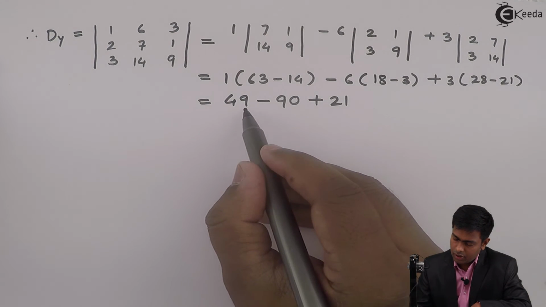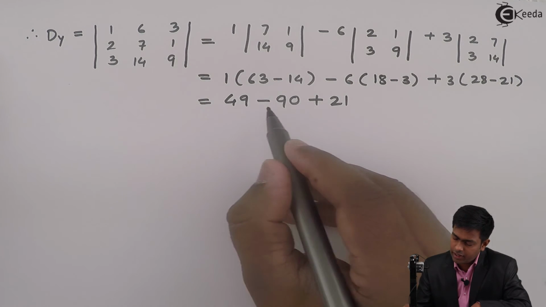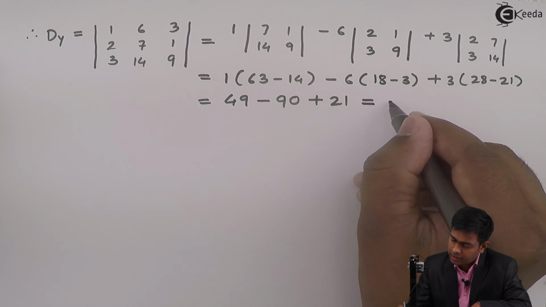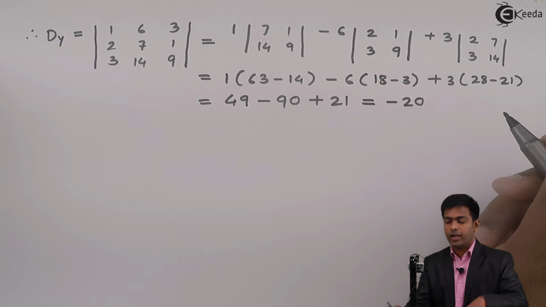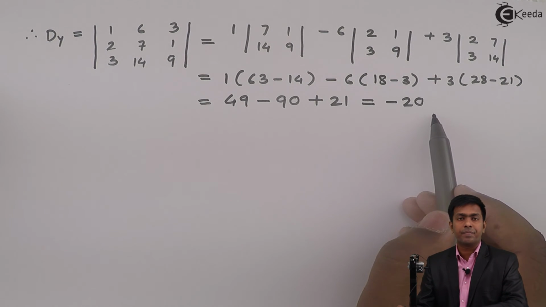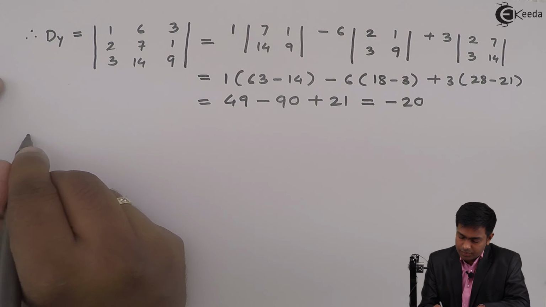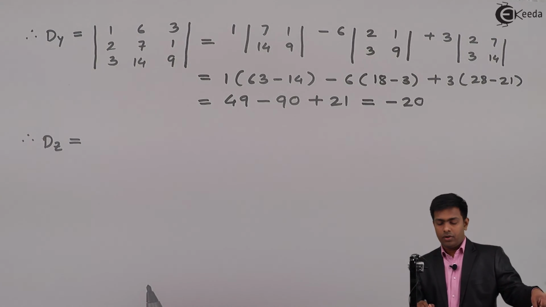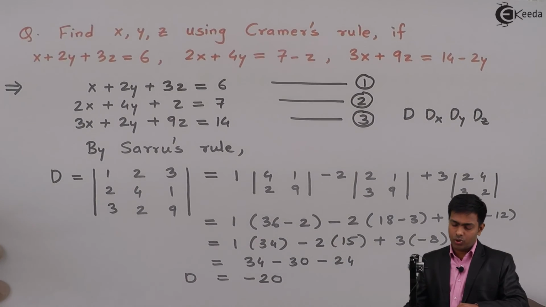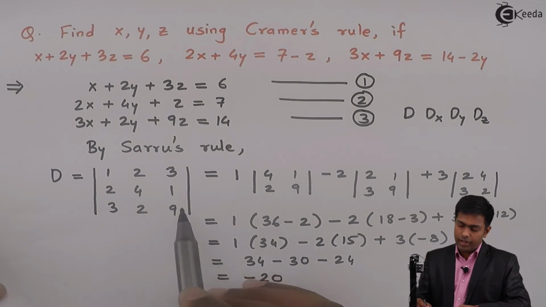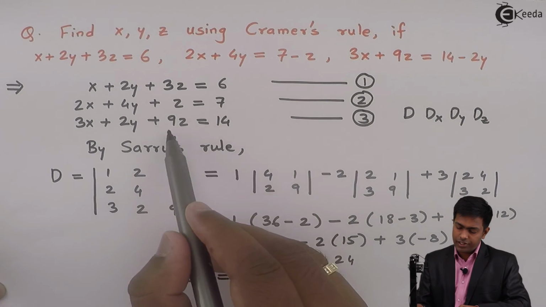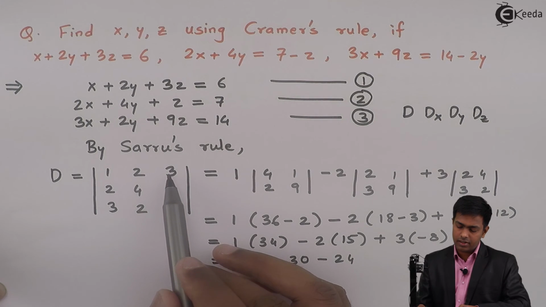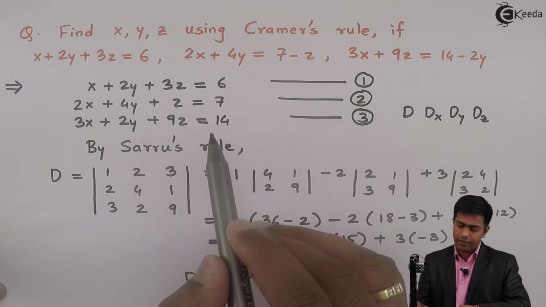So if we solve this, then we will get 49 plus 21, that is 70, and 70 minus 90, that is minus 20. So again we got the value of dy as minus 20. Let's find out the value of dz. So therefore dz equal to, now to get the value of dz by Sarrus' rule, what we do is we replace the coefficients of z by the constants. So here the coefficients of z are 3 1 9, we replace them by 6 7 and 14.